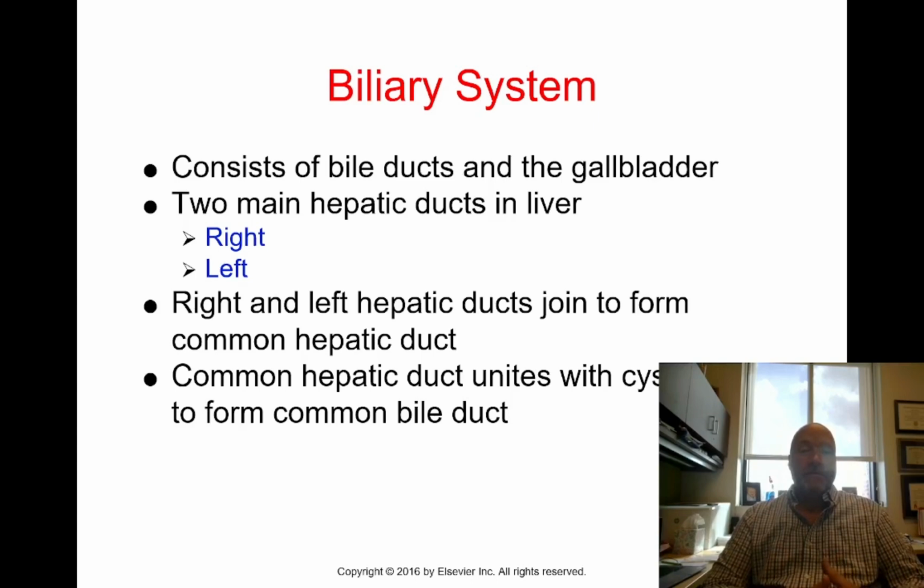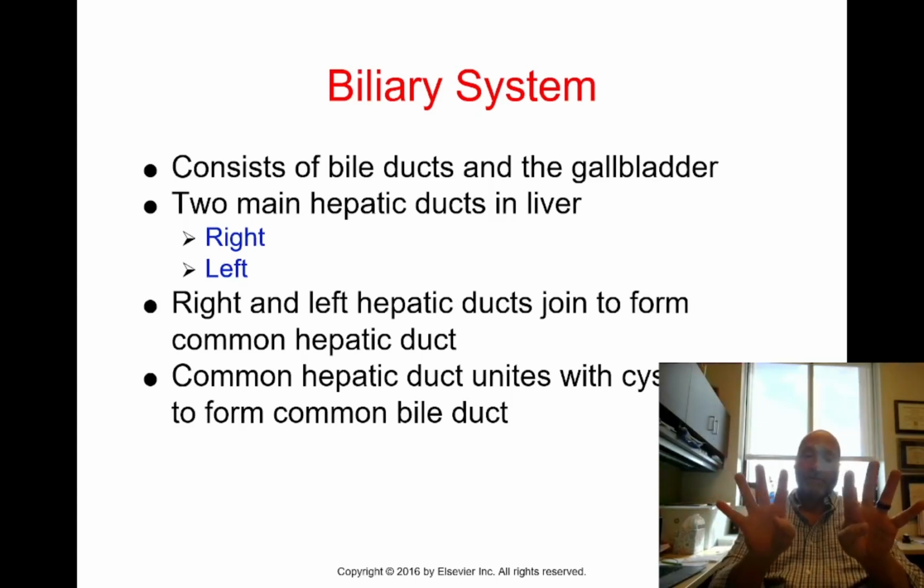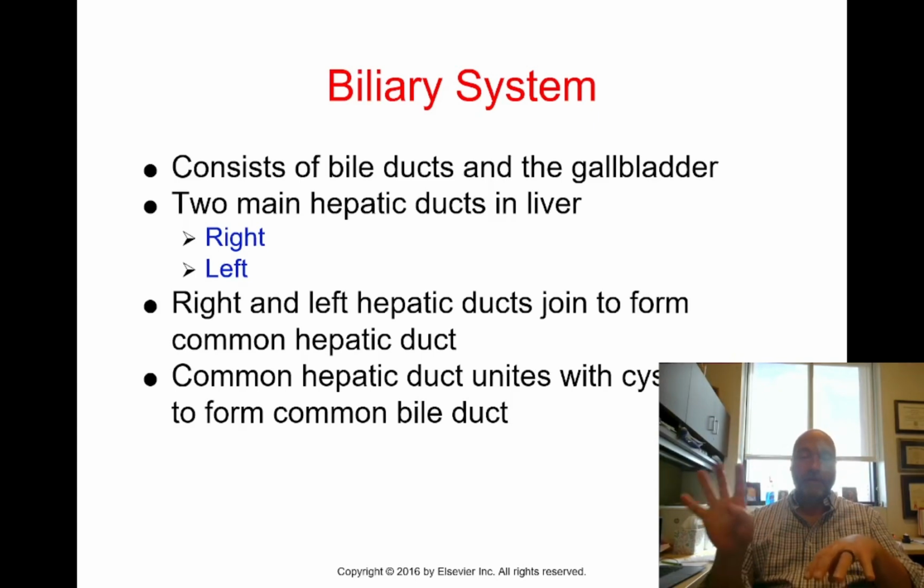So the biliary system consists of bile ducts and gallbladder. The two main hepatic ducts in the liver are left and right. So what you have are kind of like trees up in the liver. You've got the left lobe of the liver with its bile ducts, and you've got the right lobe of the liver with its bile ducts. So those come down to join together individually to create the left and the right hepatic ducts.